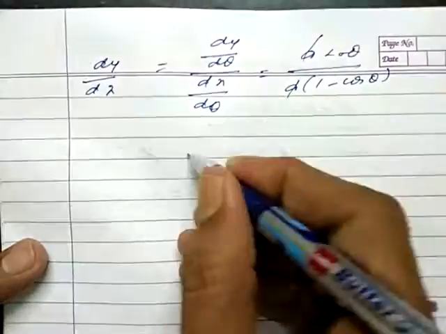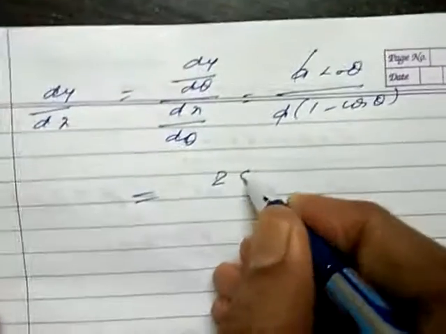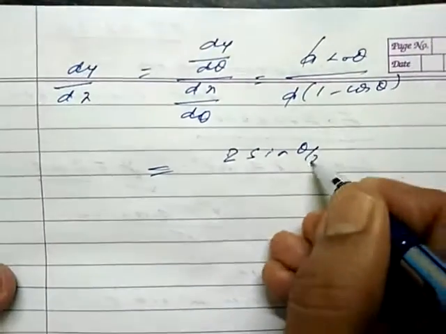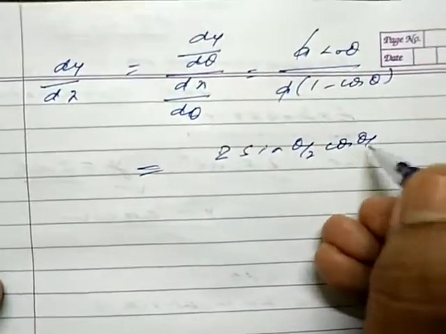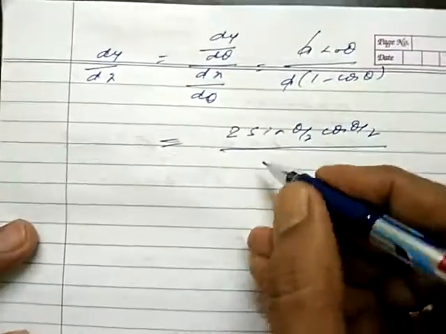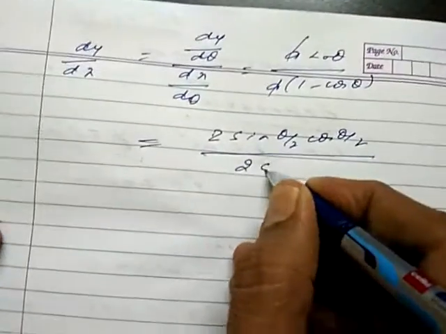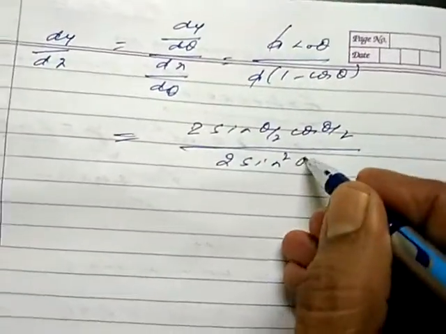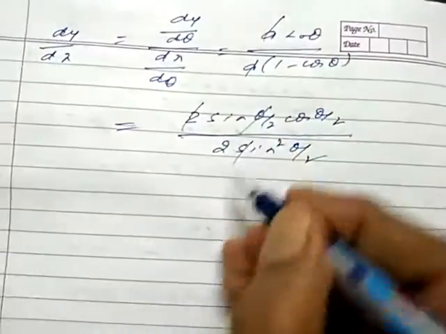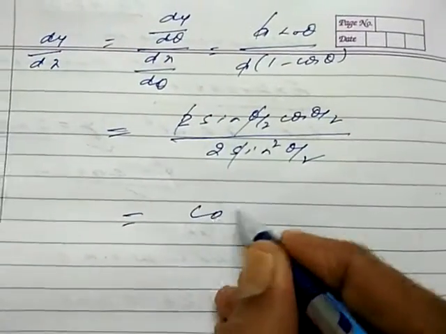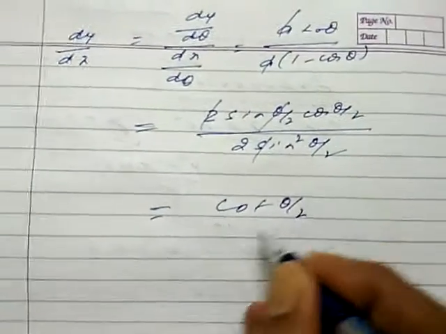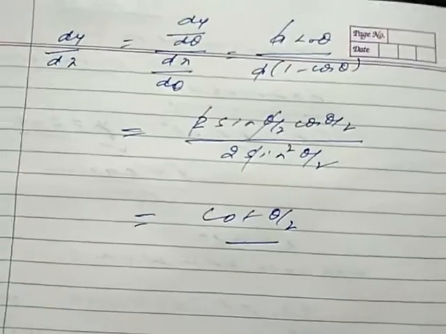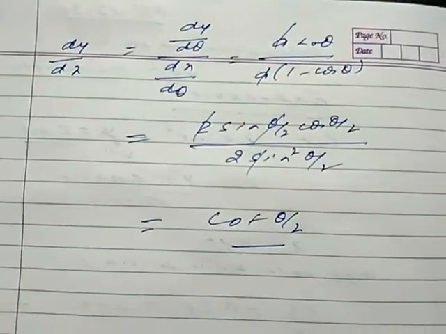A will go out, sine theta, and in terms of submultiple we can write 2 sine theta by 2 cos theta by 2. And 1 minus cos theta, in terms of the submultiple formula, we can write as 2 sine square theta by 2. So these two will go out and finally it will be cot theta by 2. So this is the way we can differentiate the function in terms of the parametric.